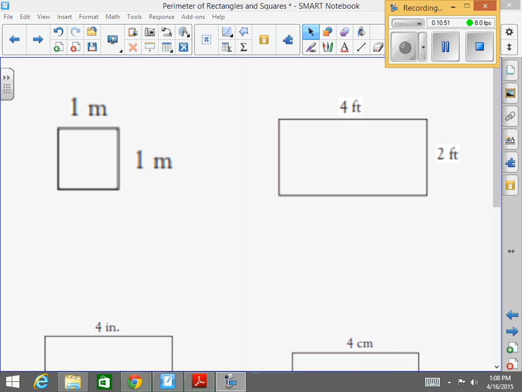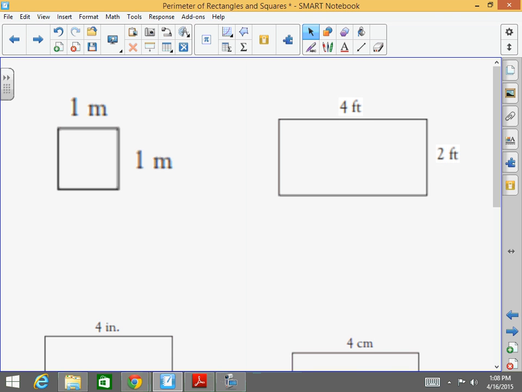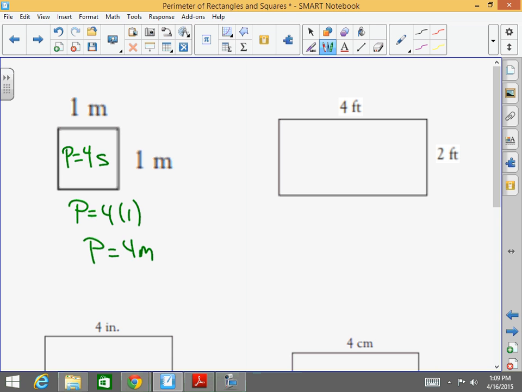Okay, so how about this figure? What kind of a figure is this right here? It is a square. How do you know? Sides are equal. Very good. What's the perimeter formula for a square? P equals 4 times S, the sides. So the perimeter here equals 4 times 1. So the perimeter equals 4 meters.